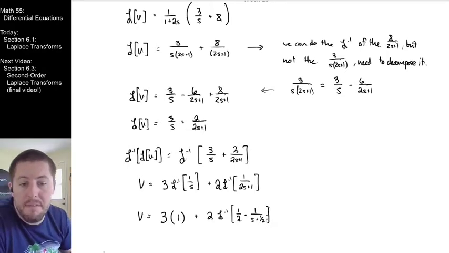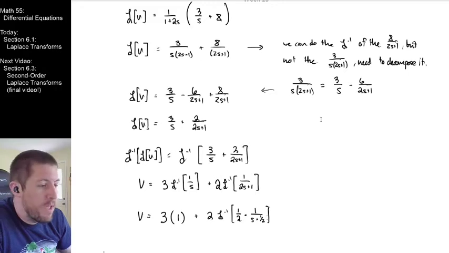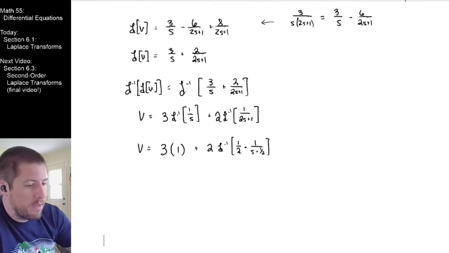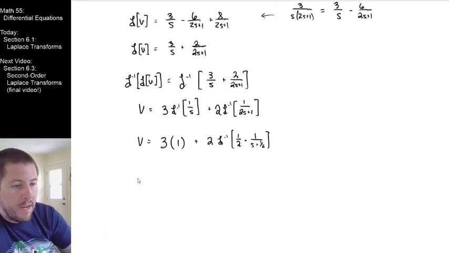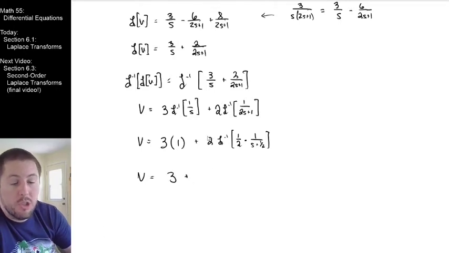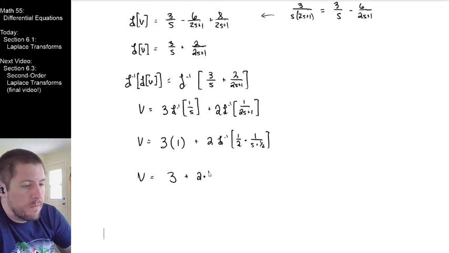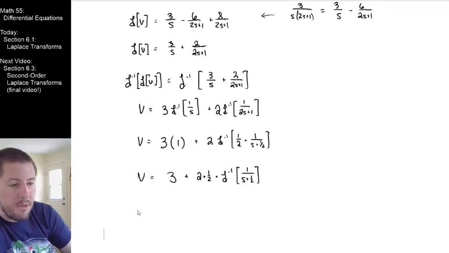And it's really just 1/2 times 1 over s plus a half, right? So you should notice now that we're getting our v equation to be 3 plus, this is 2 times 1/2, times the Laplace inverse of 1 over s plus 1/2. And I think I'm good to go here now.